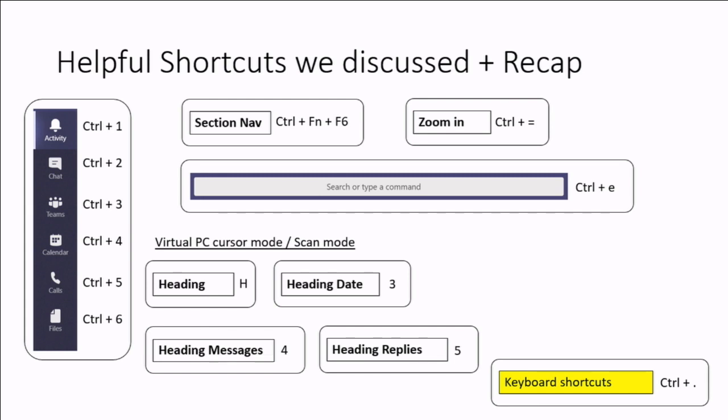And when you switch to virtual PC cursor mode or scan mode, depending on your screen reader, heading navigation works, and you can do H to navigate through all headings, or you can do 3 to navigate by date, or you can do heading messages with 4, heading replies with 5. And that works inside channels as well as chat.